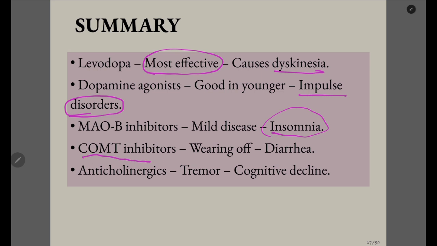And COMT inhibitors can be used in wearing off phenomenon. Monoamine oxidase inhibitors can also be used, and they cause diarrhea. And anticholinergics can be used in tremor predominant Parkinson's, but they are less preferred in the elderly because they cause cognitive decline, okay, so anticholinergics are less preferred.